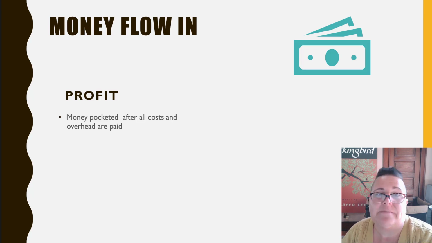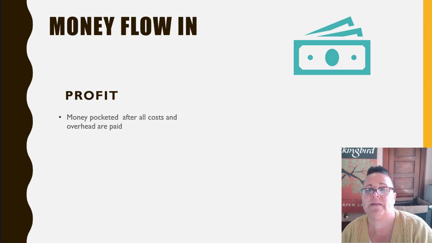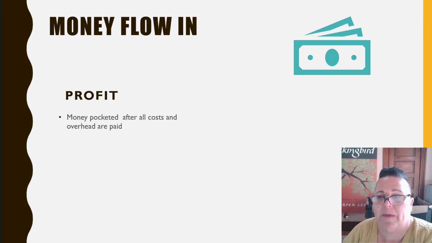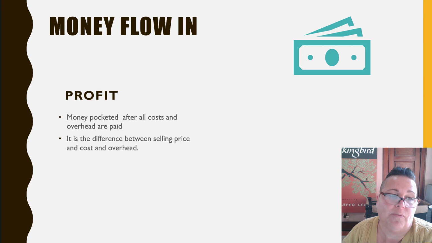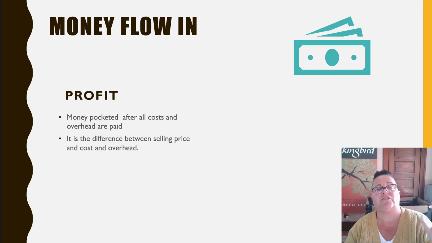Now, profit is the money that is pocketed after all other costs, all of those costs that we just mentioned, and overhead are paid. The profit is the difference between the selling price and the cost and overhead. So we tend to think of it in terms of just two ideas, right? What everything costs you and what you can take home.